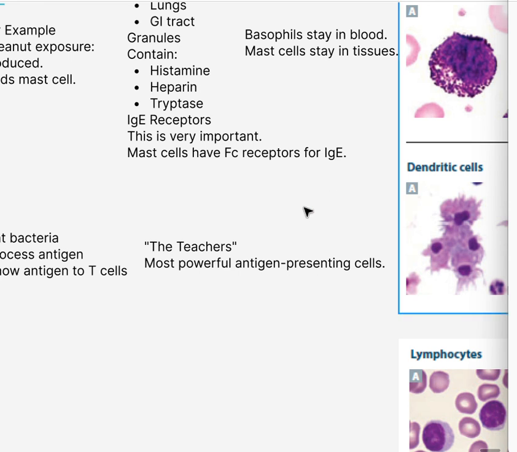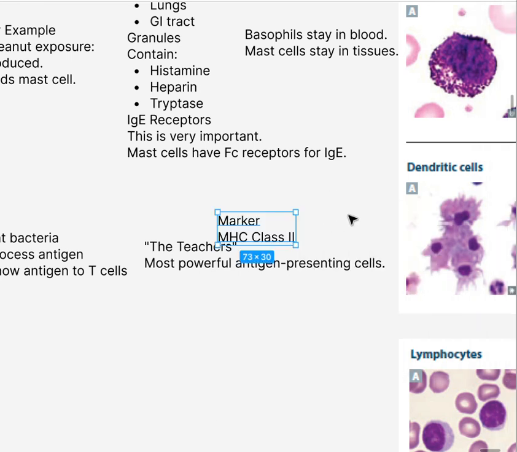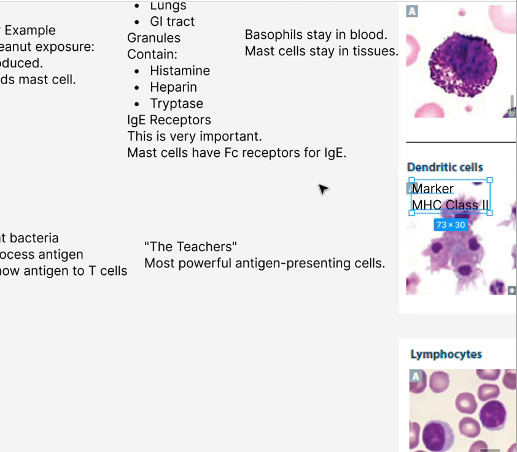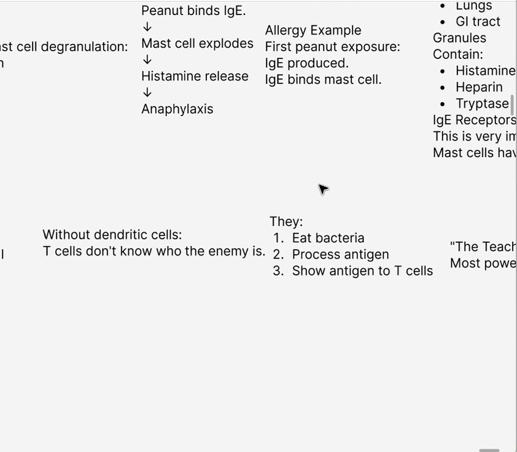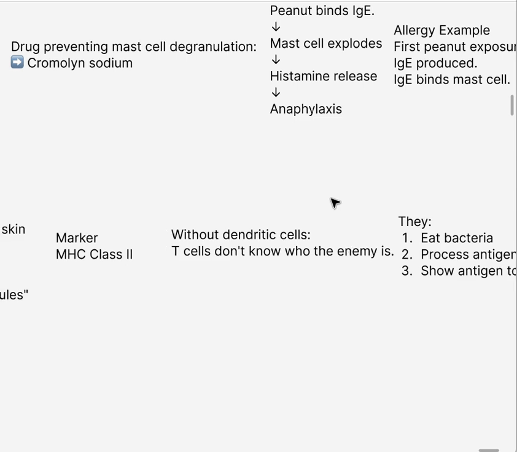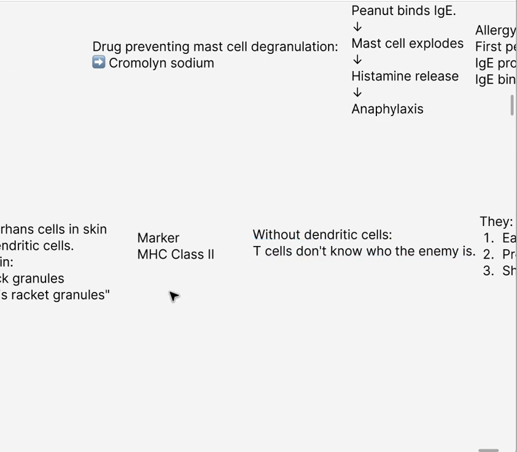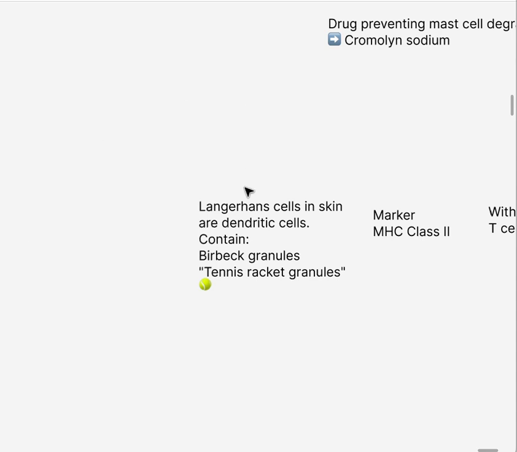I'm going to punch this here because this is very important. Remember, their marker is MHC class 2. Right? They eat bacteria, process the antigen, and show antigen to T cells. T cells don't know who the enemy is. The marker is MHC class 2. And the Langerhans cells in skin are dendritic cells. They contain very big granules, like a tennis racket granule, right?